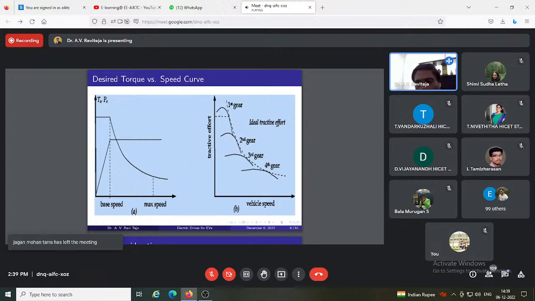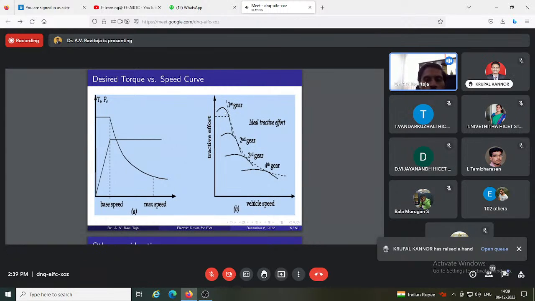This is what is achieved with the gear arrangement that we have in the conventional IC engine vehicles. First gear gives higher torque, and at higher speed you shift the gear, which will actually give me low torque and high speed. Okay, so this is the torque speed profile I should achieve with the electrical motor, right?